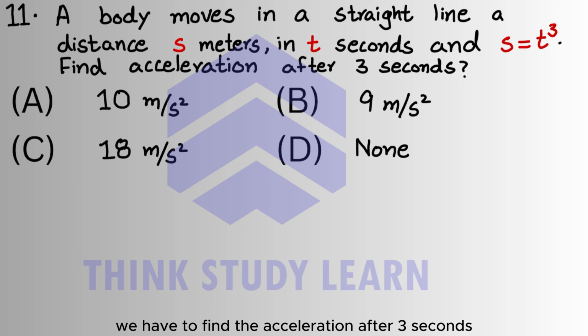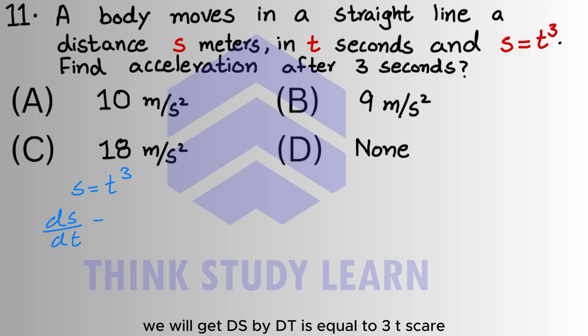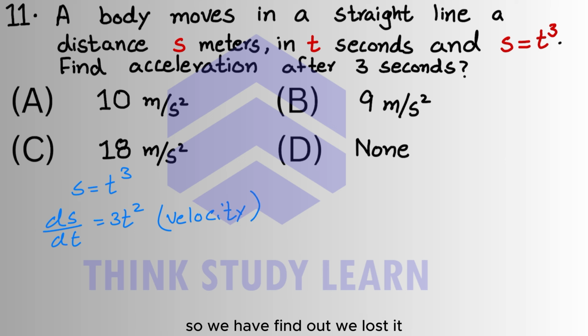We have to find the acceleration after 3 seconds. So we are given the equation s is equal to t cube. Differentiating with respect to t, we will get ds by dt is equal to 3t square, which is also velocity. This expression is equal to velocity. So we have to find velocity again.